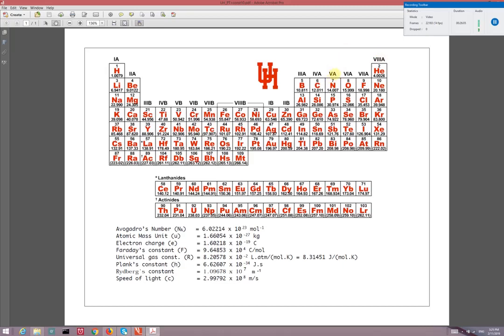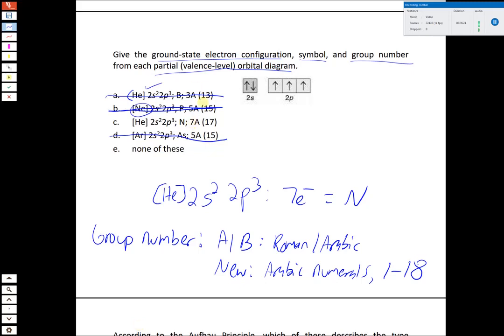Using the new system, which is just numeric, we would number left to right. So this is group 1, 2, 3, 4, 5, 6, 7, 8, 9, 10, 11, 12, 13, 14, 15. So in the old system, nitrogen is 5A. In the new system, it's group 15. So we see that the numbers given for this answer choice are 7A, 17. So this one has the wrong group numbers. A lot of you picked this answer, but it has the correct configuration.